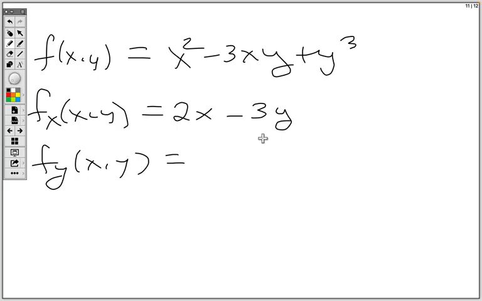Okay. What about fy then? Now I switch it around. Now x is the constant. What's the derivative with respect to y?